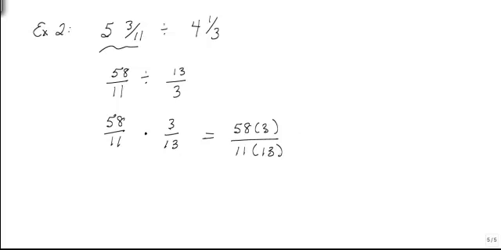So now, excuse me, we multiply 58 times 3, and that's 174. And 11 times 13 would be 143. I didn't see any common factors here. 11 and 13 are both prime. 3 is prime. 58 is not prime, but 11 will not go into 58. And neither will 13. So this is reduced as far as we can.